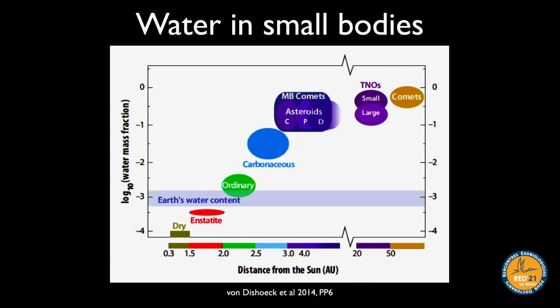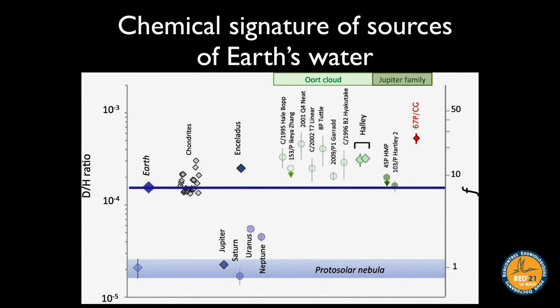So where did it come from? Well, we can look at small bodies in the present day solar system, and as you can see, the farther you are from the sun, the more water is typically contained in leftover bodies. These are objects like different types of asteroids or comets. Okay? So it's natural to think that those are possible sources.